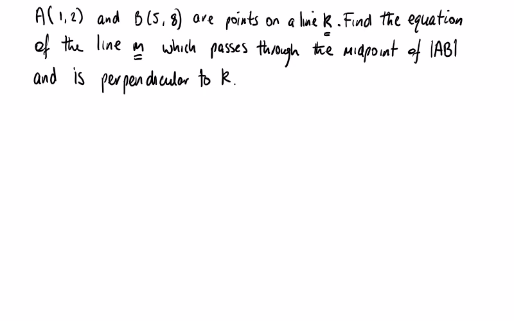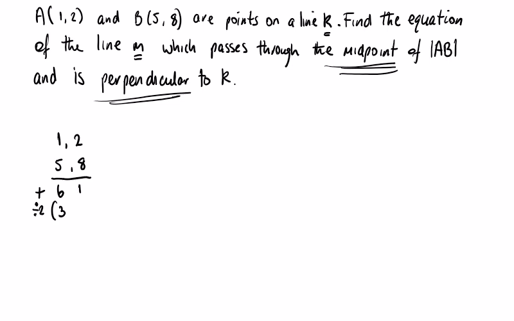A is the point 1, 2 and B is the point 5, 8. And we're told that they're points on a line K. Find the equation of the line M, which passes through the midpoint of AB and is perpendicular to K. So the important things, midpoint, perpendicular. So the first thing we need to do is find the midpoint of AB. And from coordinate geometry 1, you'll remember, if we write our points like this, what are we going to do? We're going to add them and divide by 2. 6 divided by 2 is 3. And 10 divided by 2 is 5. So we have the point on the line M.